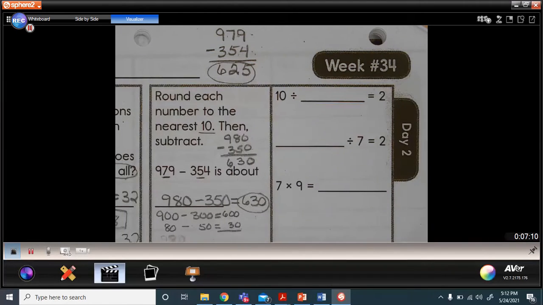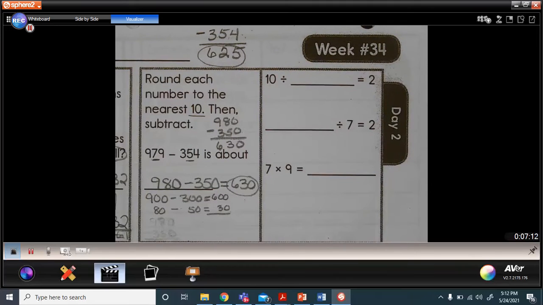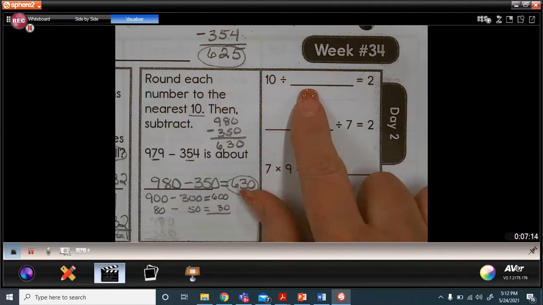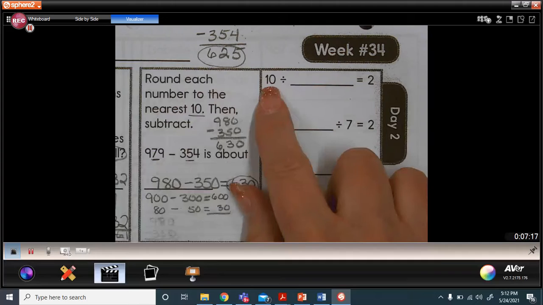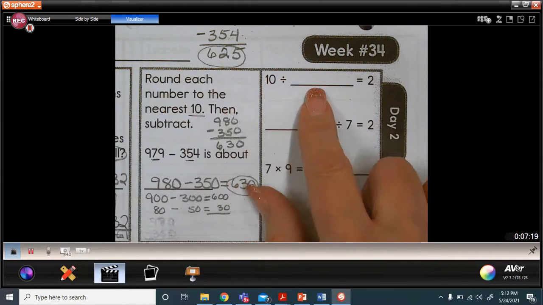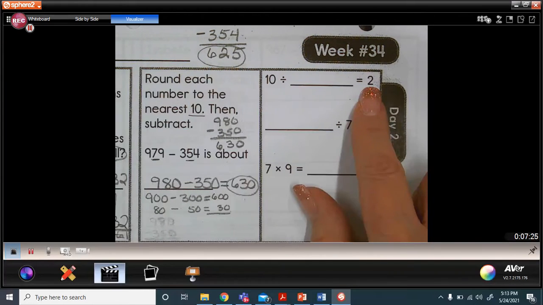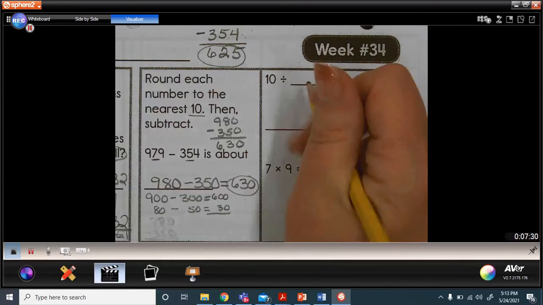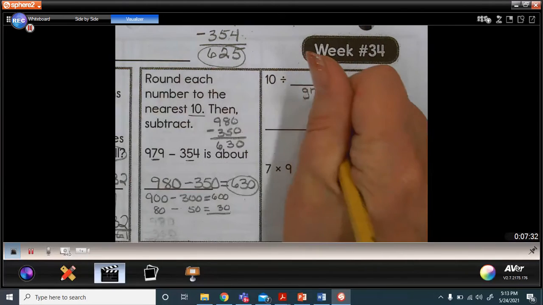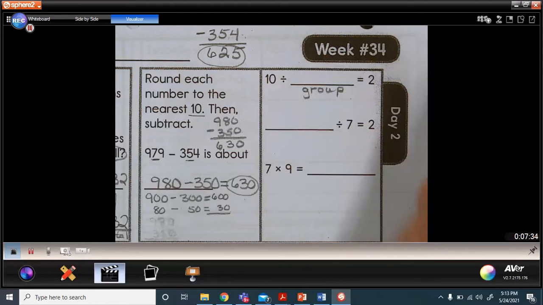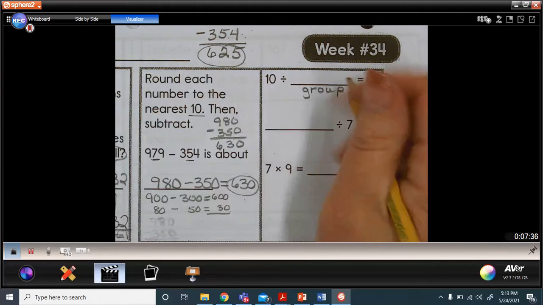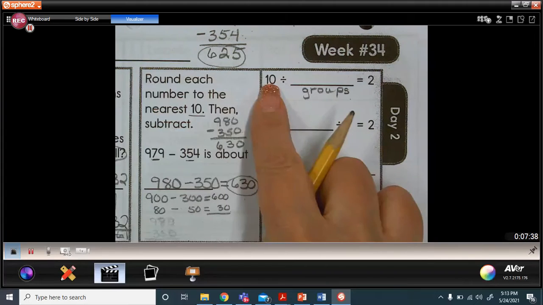All right, let's go ahead and take a look at the rest of our problems. We have a division problem here. We have our total objects. We don't know how many groups we're going to break them up into, but we do know how many are going to be in each group. So we're looking for our groups of 2. So how many groups of 2 is it going to take for me to make 10?